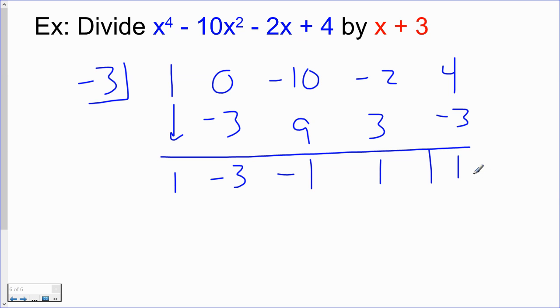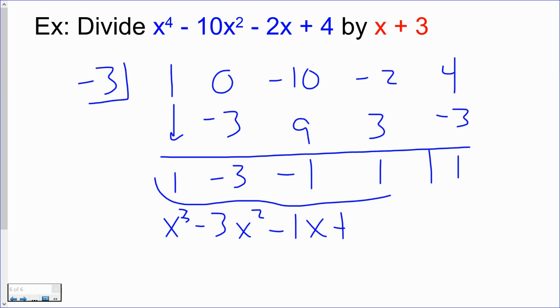So the remainder is not 0, which means this is not going to divide evenly, and that means that -3 is not going to be a solution. So I need to write this based upon what I have here. This would give me 1 degree less. So if this is an x to the fourth, this will be x to the third minus 3x squared minus 1x plus 1. And this ends up with a remainder of 1.